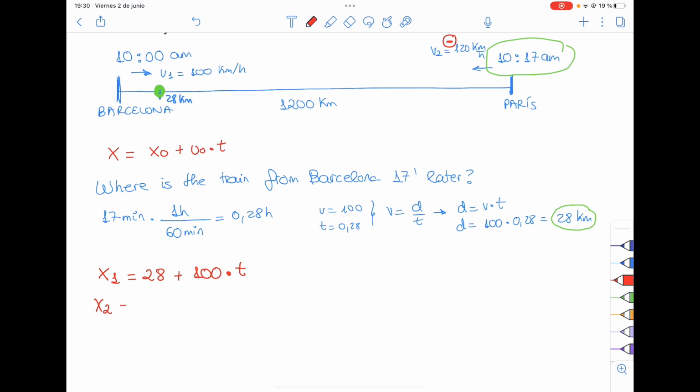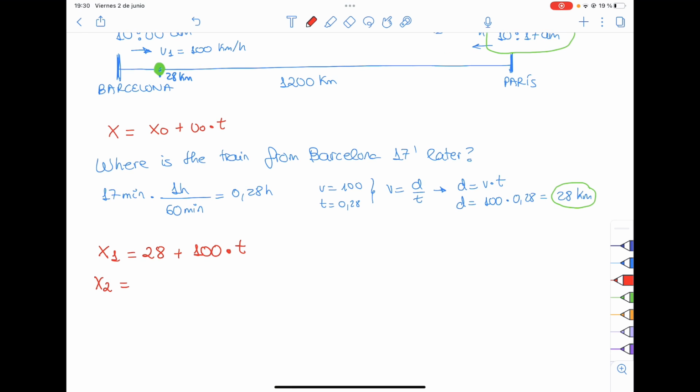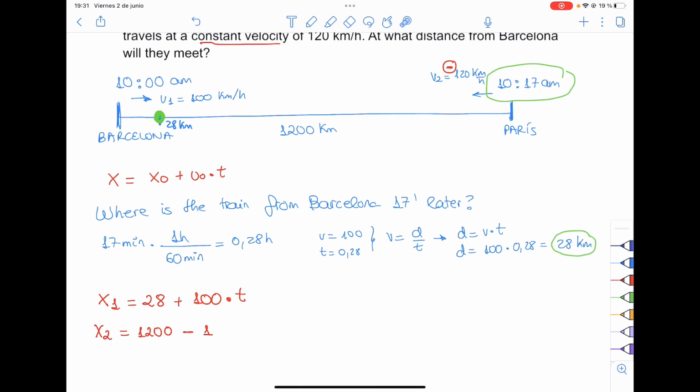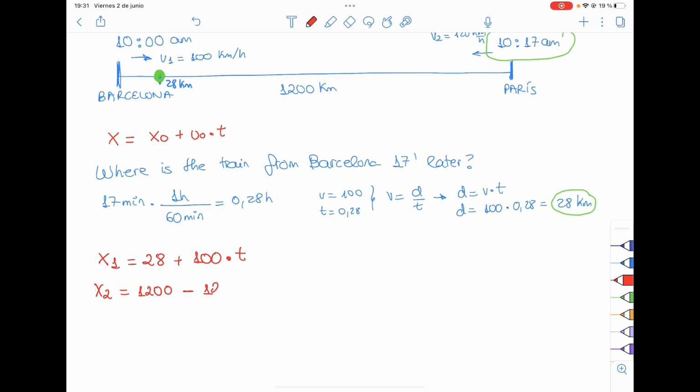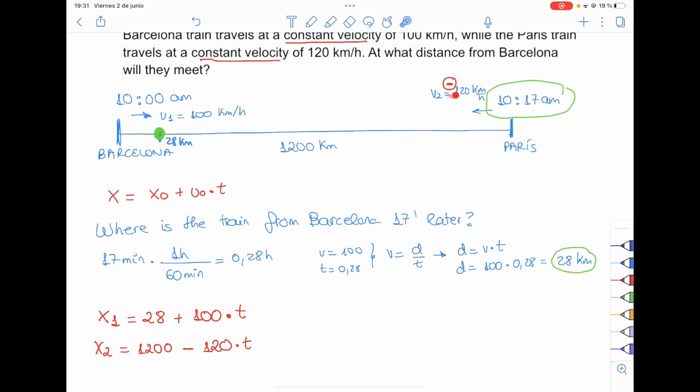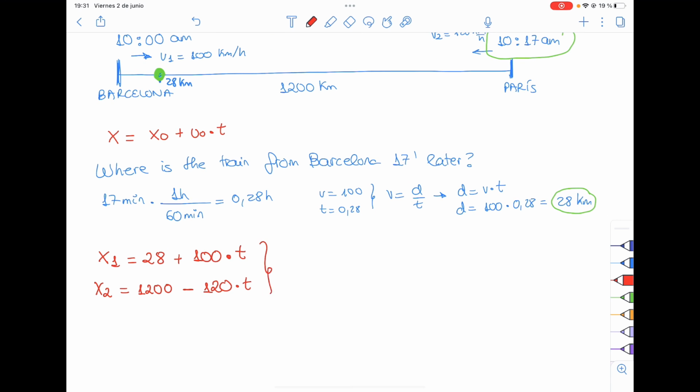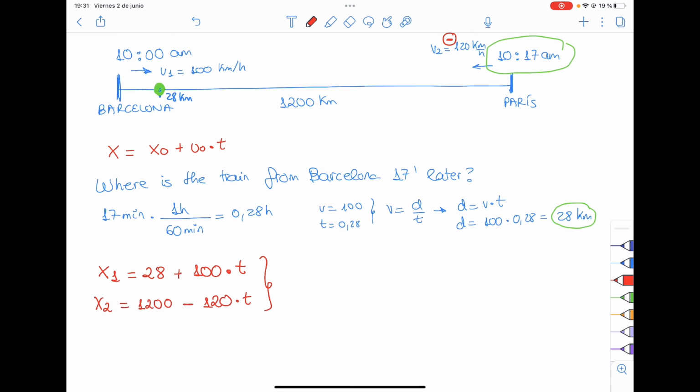And now I'm going to do the same, but for the train from Paris. So if this position is 28, then this one is 1,200 kilometers. So the initial position of the train from Paris is 1,200 kilometers. And now minus the velocity, which is, as we saw before, 120t. Remember to write this negative because they go in opposite direction. This negative is the one that we got in here, okay? Negative velocity.